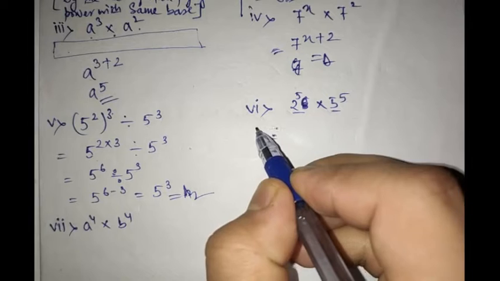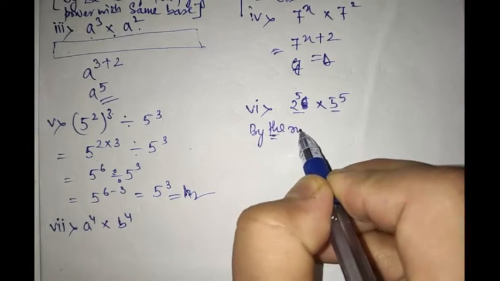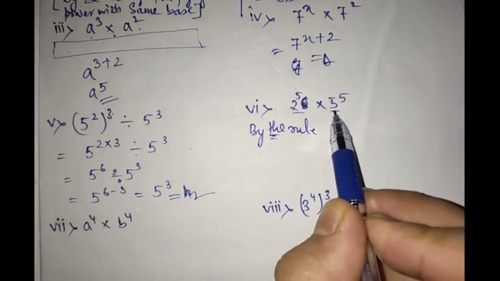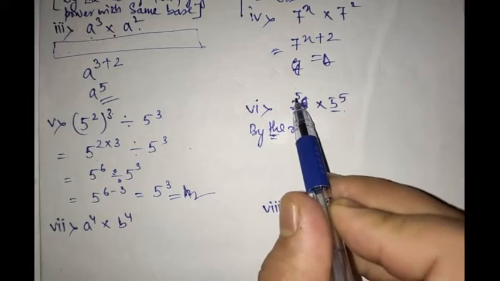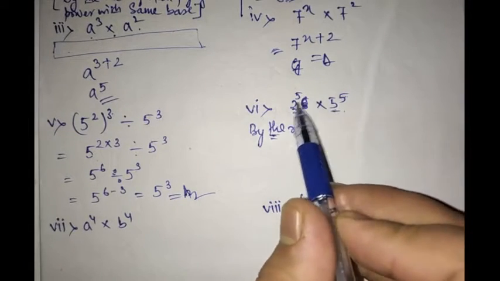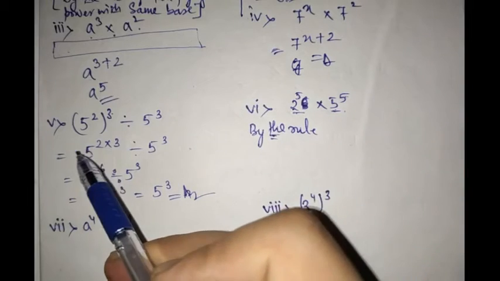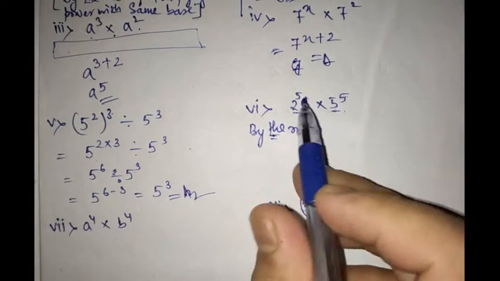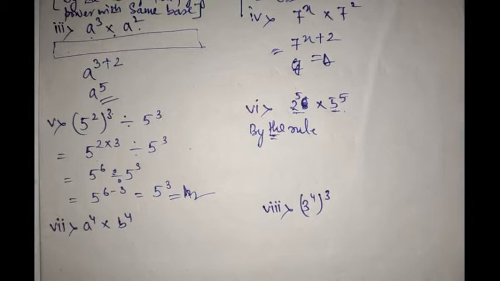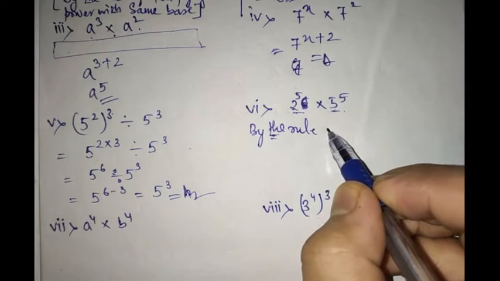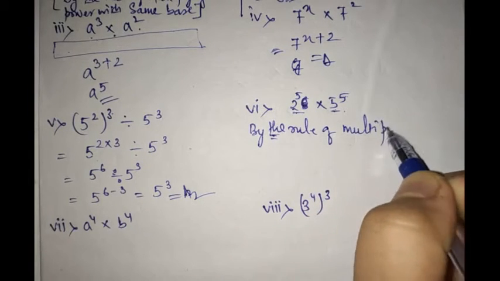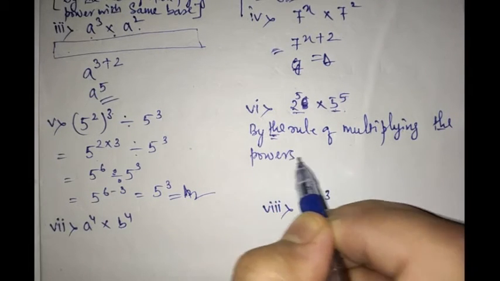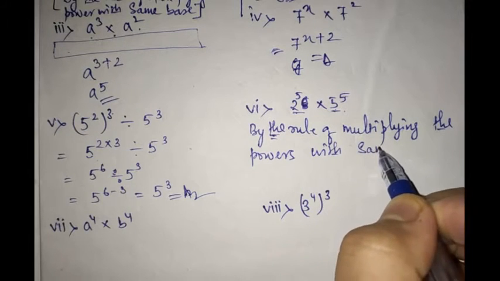Okay, so I'm writing here why we cannot use those three rules here: because here the bases are different, but the exponents are the same, right? Till number 5, whatever we did had the same base, but the powers were different. But here the bases are different and the powers are similar. If you have such a condition, what rule are you going to use? Then I'm writing here: by the rule of multiplying the powers with same exponent.